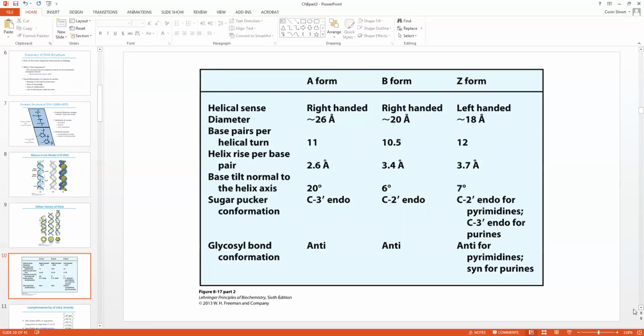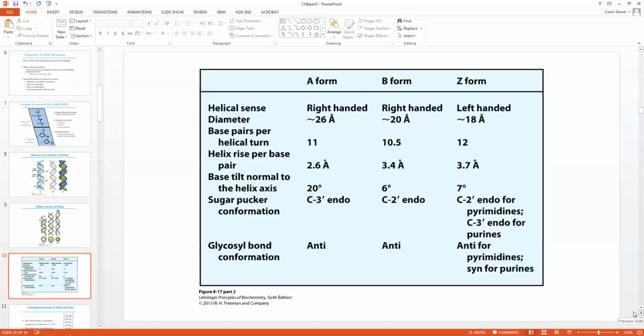Because the B form is the dominant form in nature, we want to take a little bit more of a look. So we have 10 residues per turn of helix. One turn is 34 angstroms in length. These base pairs are almost parallel to the helical axis, and the sugar pucker is C2 endo. All bases are going to be anti, and we have a major and a minor groove.